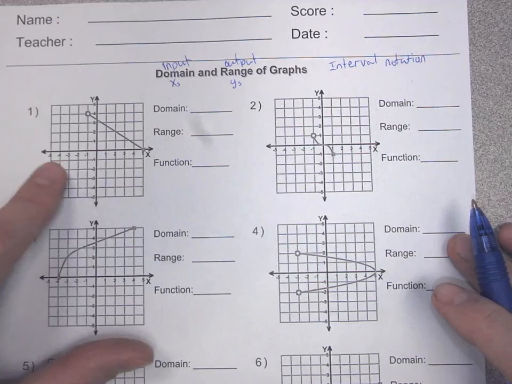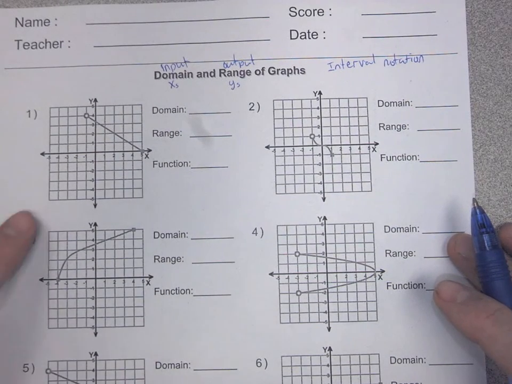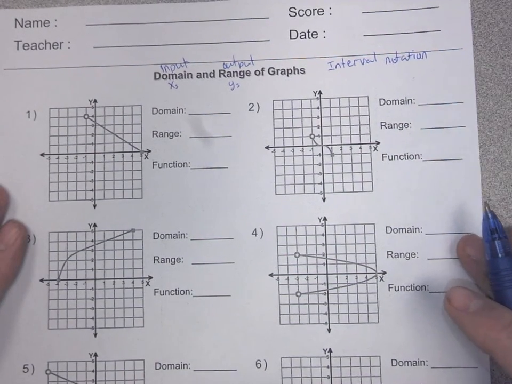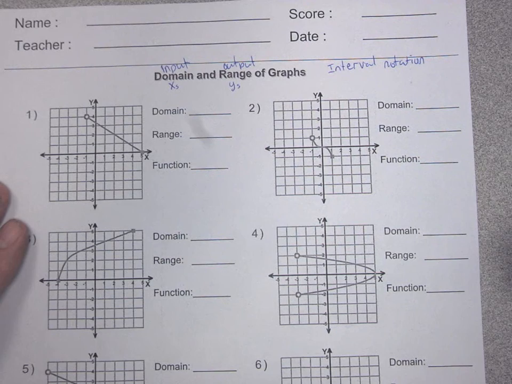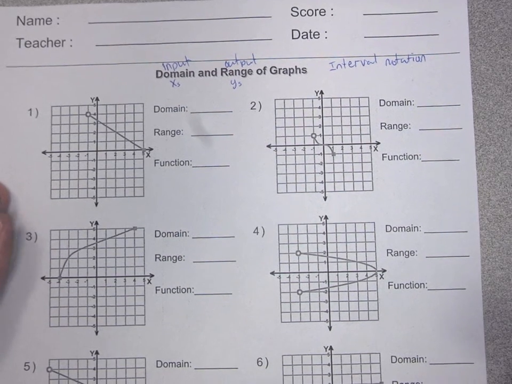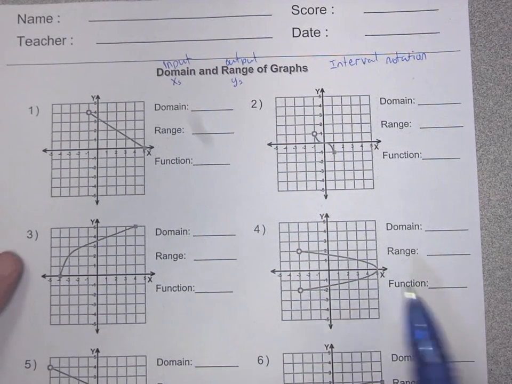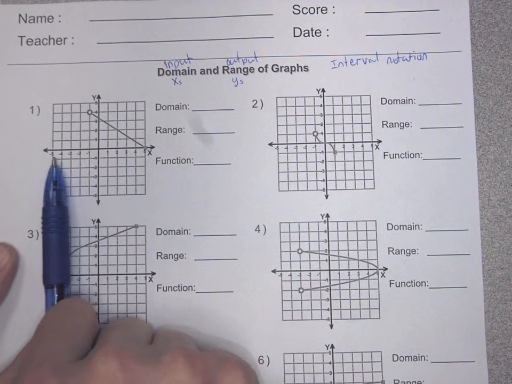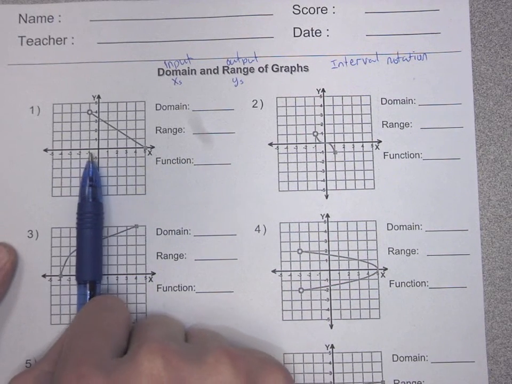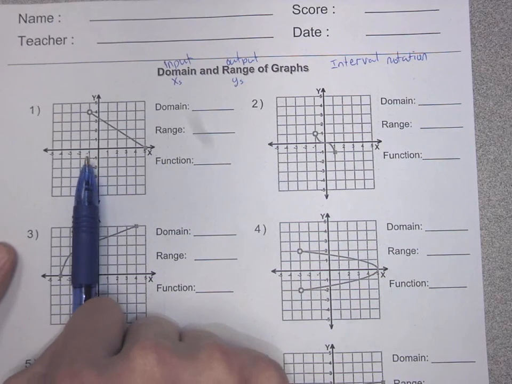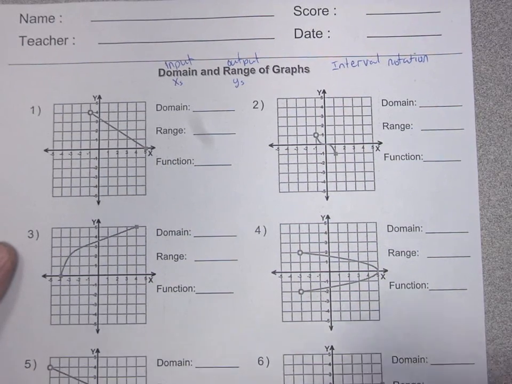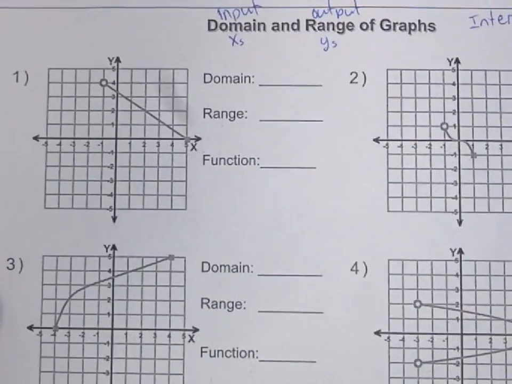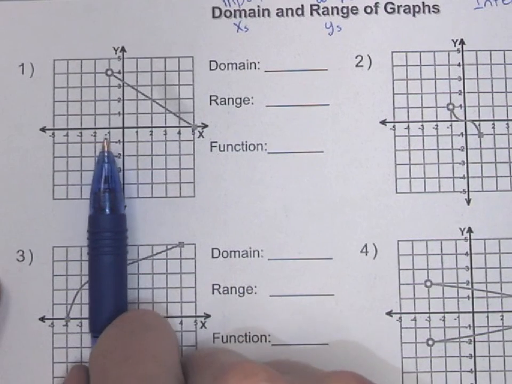The domain, let's start with number one here. The domain here is all the possible x values. We're going to use interval notation, and we're going to go from the lowest value to the highest value. So when we look at the x values here, we want to look for the lowest one first. It looks like we're never going to get lower than -1, right? Let me zoom in a little bit for you. We're never going to get lower than here.